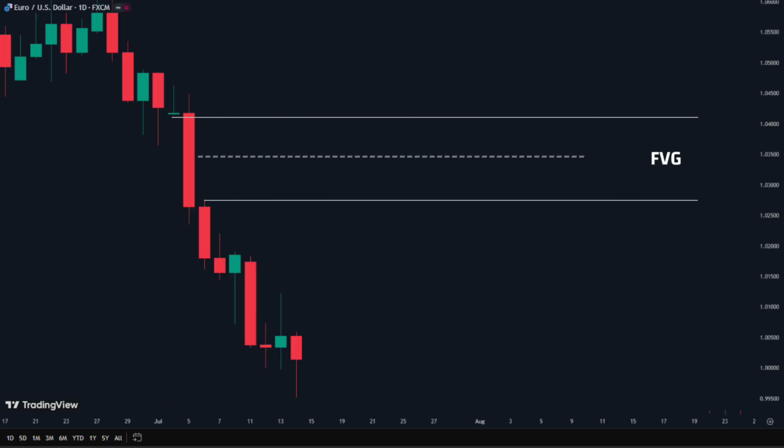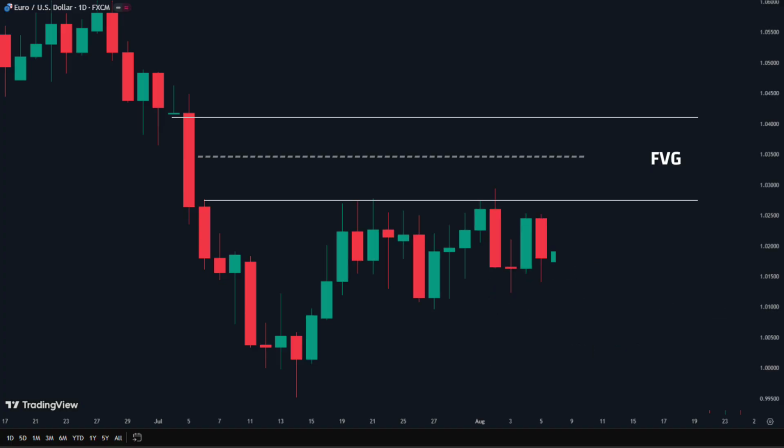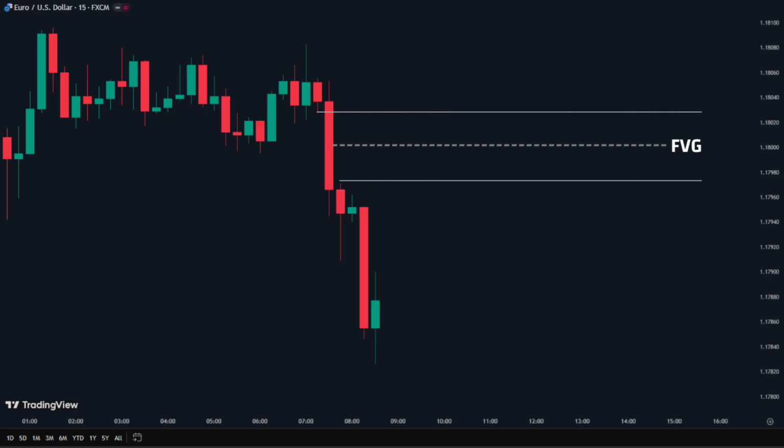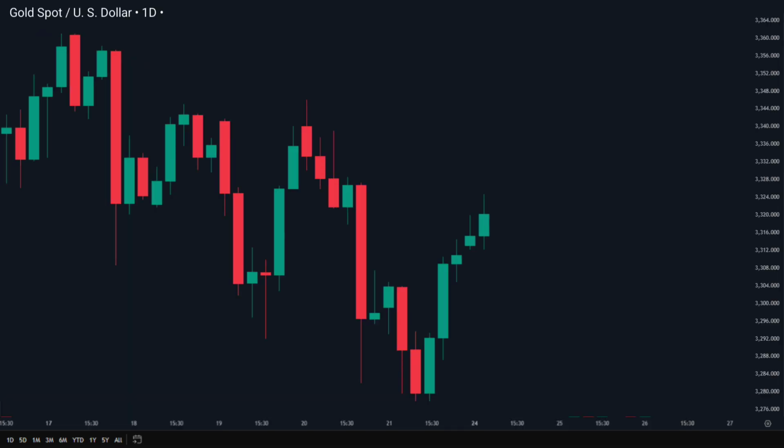Fair value gaps appear on all time frames. They can be seen on intraday charts, higher time frame charts, and even on the daily time frame. Higher time frame gaps represent larger imbalances and usually remain relevant longer. Lower time frame gaps are more sensitive and often fill quickly. This difference matters when choosing which fair value gap to trade. Not every fair value gap should be traded.